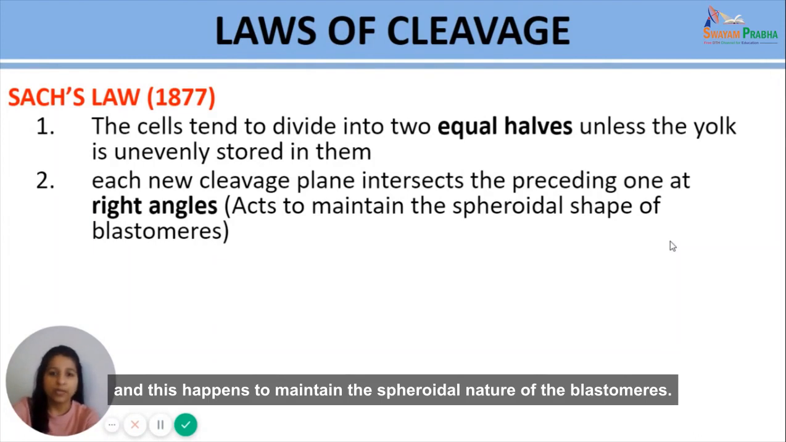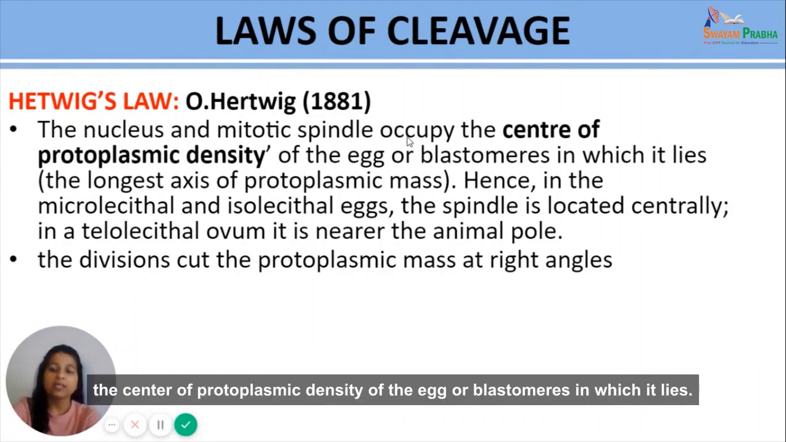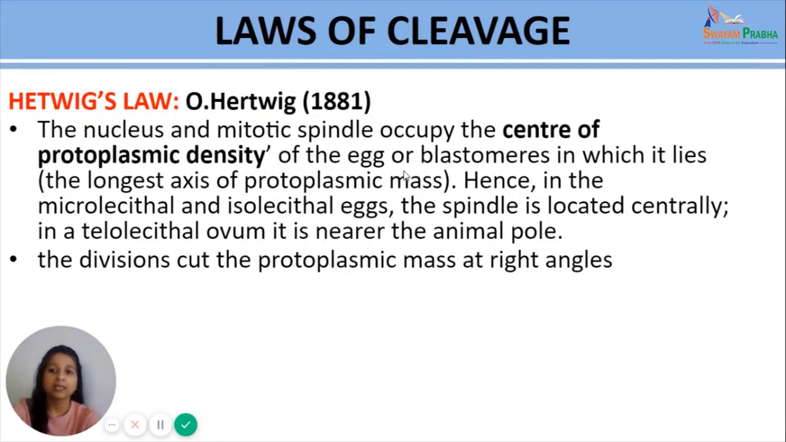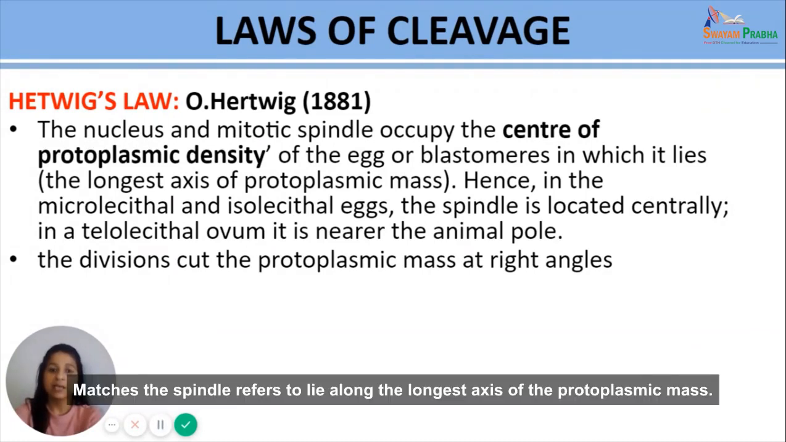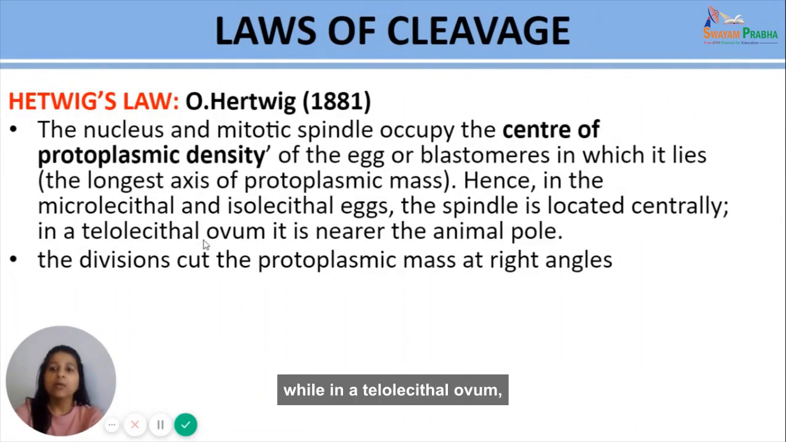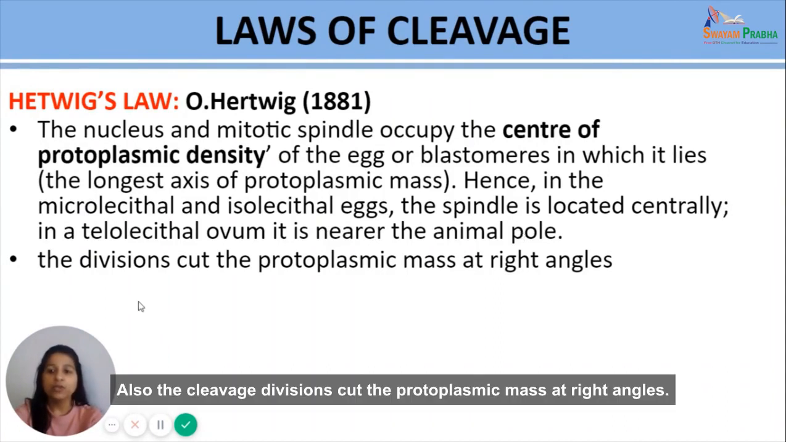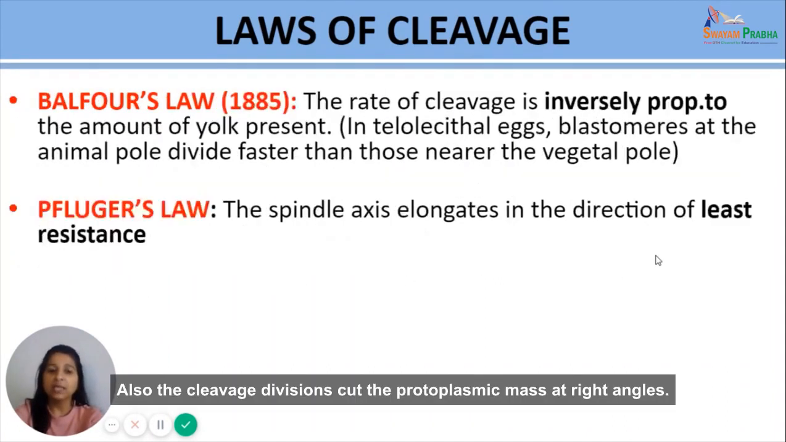The second law was given by O. Hertwig in 1881, which states that the nucleus and mitotic spindle occupy the center of protoplasmic density of the egg or blastomeres in which it lies. That is, the spindle prefers to lie along the longest axis of the protoplasmic mass. No wonder, in the microlecithal and isolecithal eggs, the spindle is located centrally, while in a telolecithal ovum, where most of the vegetal pole is covered with yolk, the spindle is formed near the animal pole. Also, the cleavage divisions cut the protoplasmic mass at right angles.